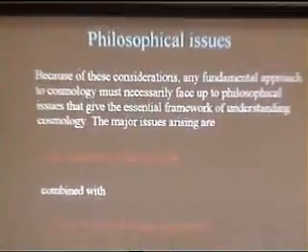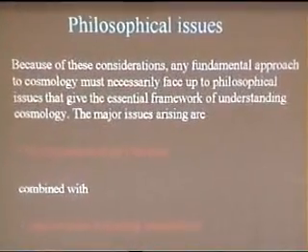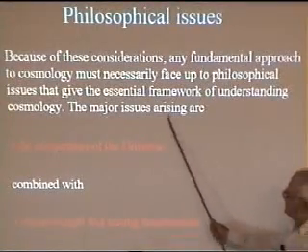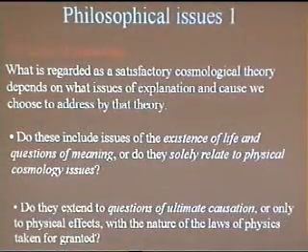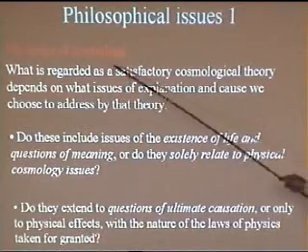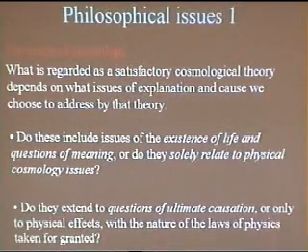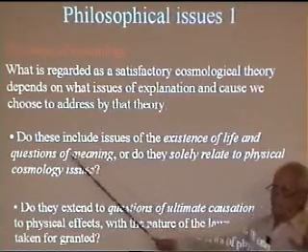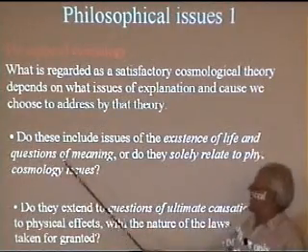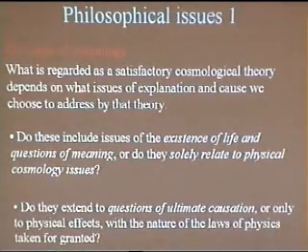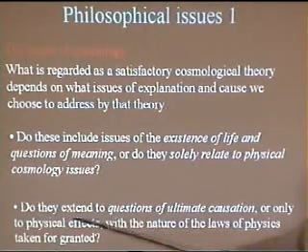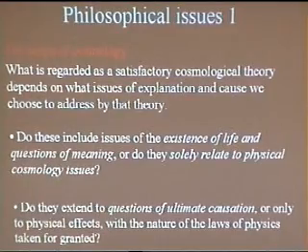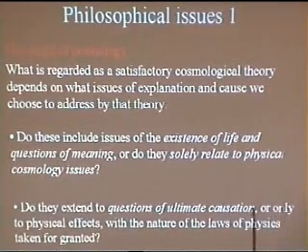Because of these considerations, any fundamental approach to cosmology must necessarily face up to philosophical issues that give the essential framework of understanding. The major issues are the uniqueness of the universe combined with observational and testing uncertainties. And what is important here is what we regard as the scope of cosmology. What is regarded as a satisfactory cosmological theory depends on what issues of explanation and cause we choose to address by that theory. And a really important issue, when you're doing cosmology, you need to decide, is your cosmology going to look at existence of life and questions of meaning, or are you happy to talk only about physical issues? Is your cosmology going to try to talk about questions of ultimate causation or only to physical effects with the nature of the laws of physics taken for granted?